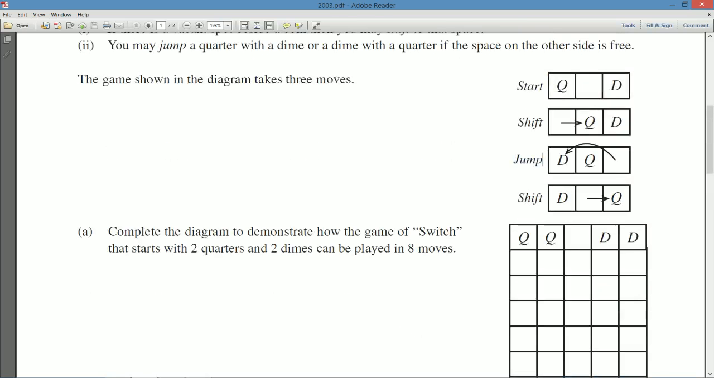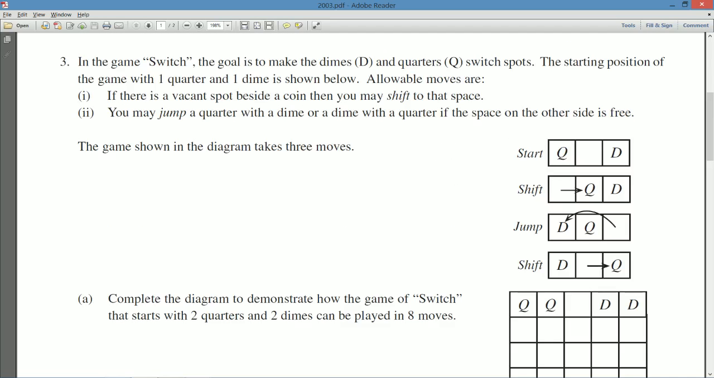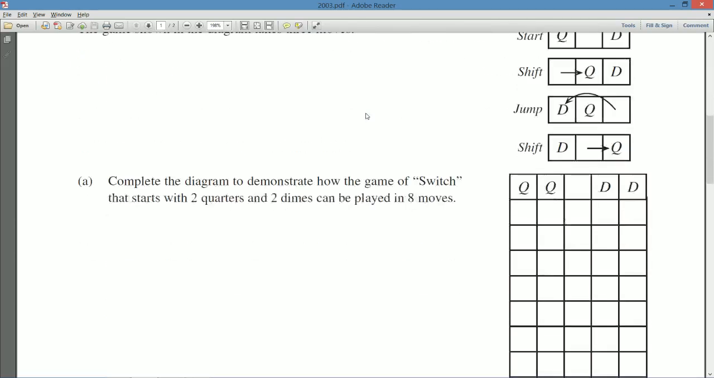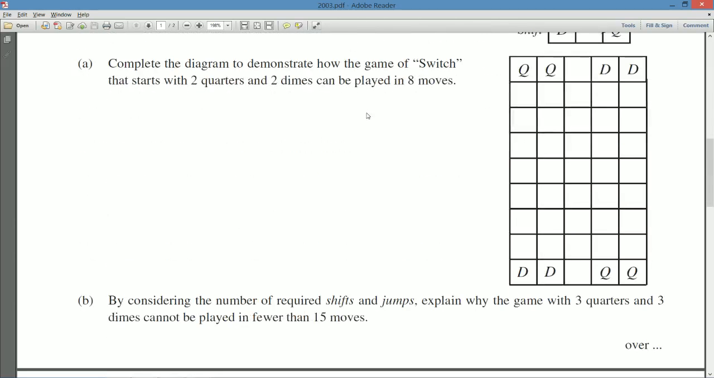I think I might be able to get a handle on a jump, because jumps are specifically dime over quarter or quarter over dime. It's never quarter over quarter or dime over dime. Sometimes the rules that they don't give you are just as important as the rules that they do give you. So you also have to remember you can't jump a quarter with a quarter and a dime with a dime. And that might be important. Shifts, I think, are going to be very hard to understand. And jumps might be a little easier because you have to jump a quarter with a dime.